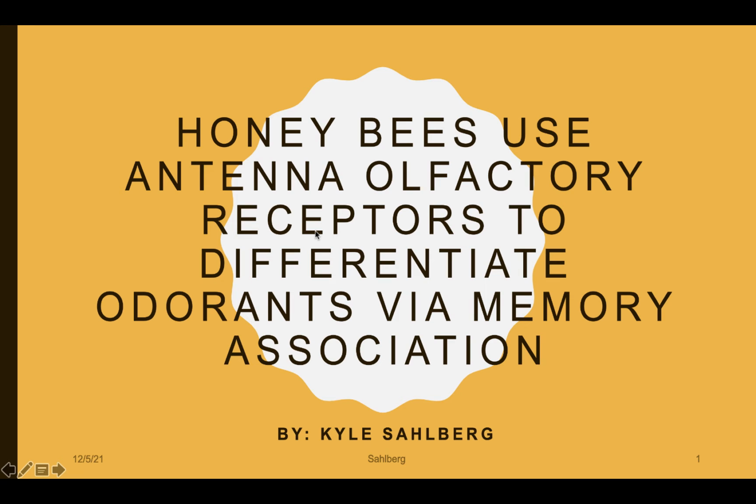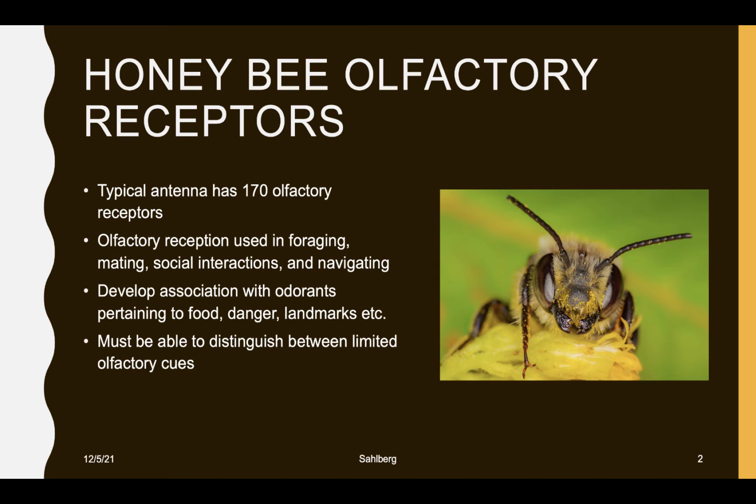Hi, my name is Kyle Solberg, and today I will be talking to you about how honeybees use antenna olfactory receptors to differentiate odorants via memory association. So, a honeybee antenna typically contains around 170 odorant receptors.